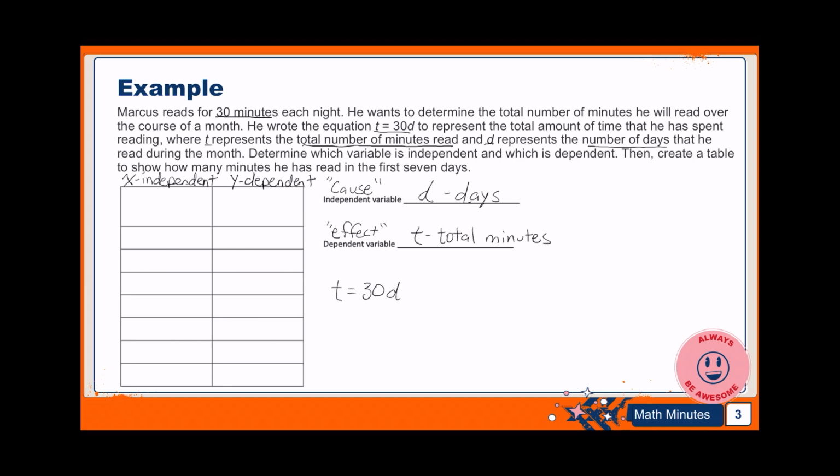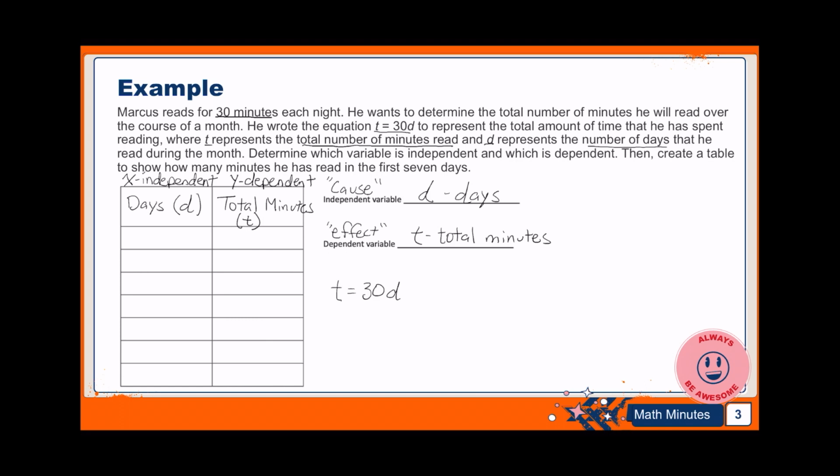Making sure we label this is important. Labels help keep us organized. So I'm going to say days, which is D, and then we have total minutes, which is T.